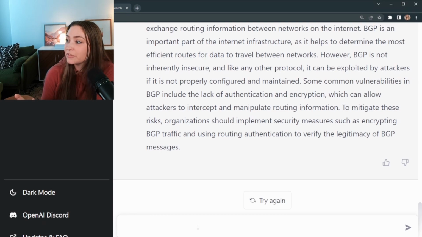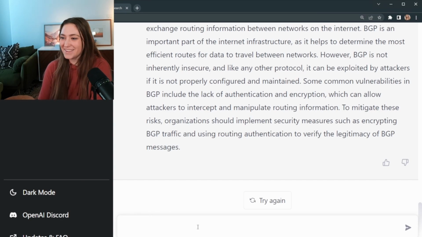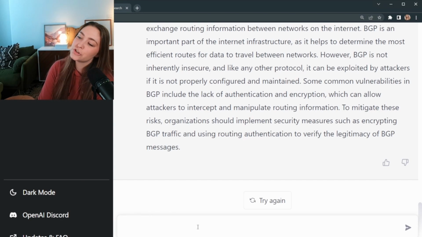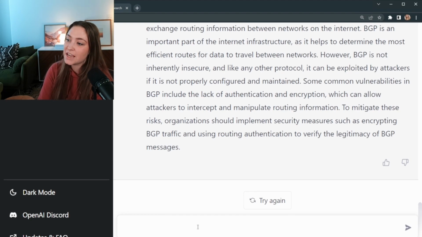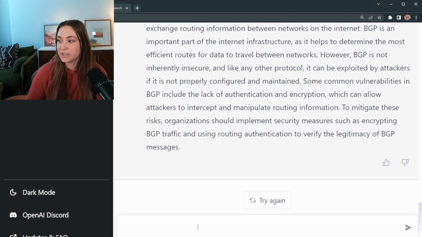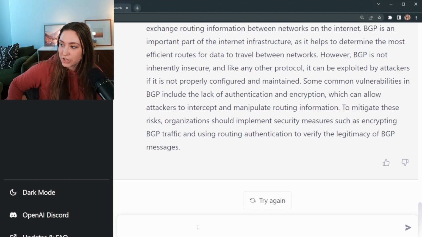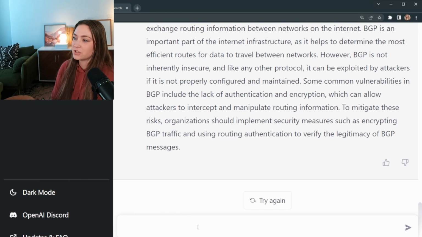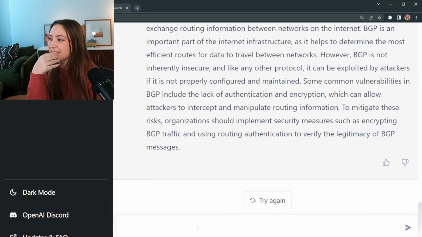Some common vulnerabilities in BGP include the lack of authentication and encryption, which can allow attackers to intercept and manipulate routing information. To mitigate these risks, organizations should implement security measures such as encrypting BGP traffic and using routing authentication to verify the legitimacy of BGP messages. Okay, interesting.